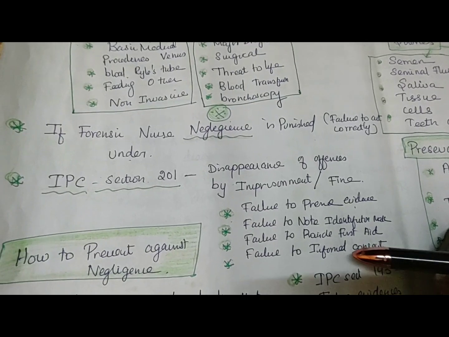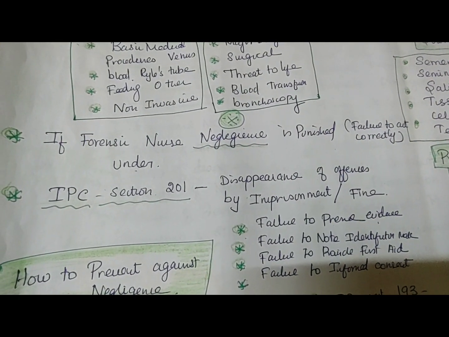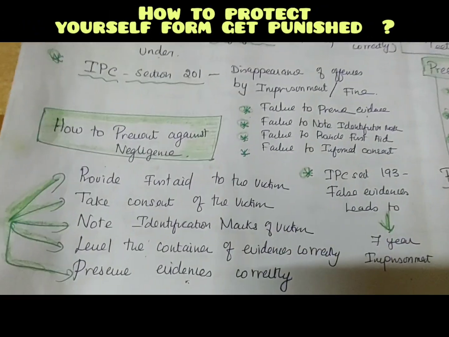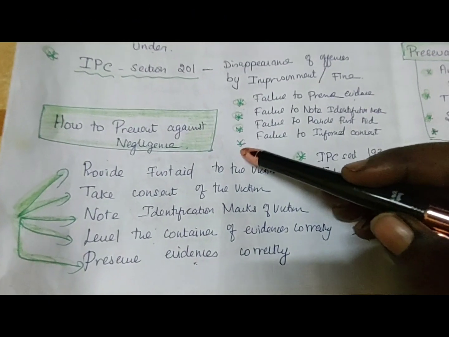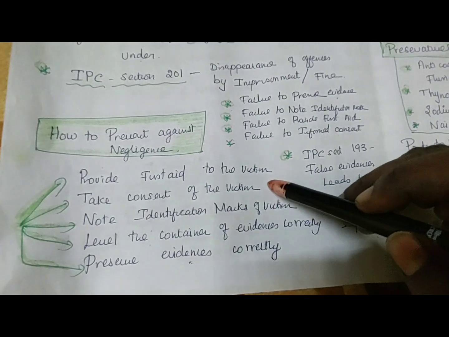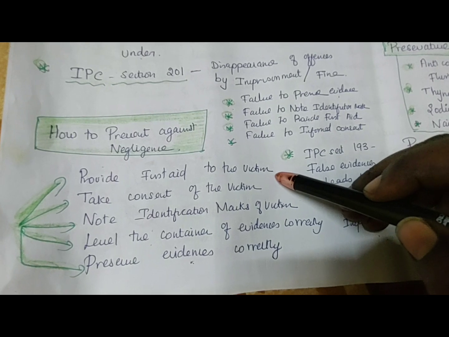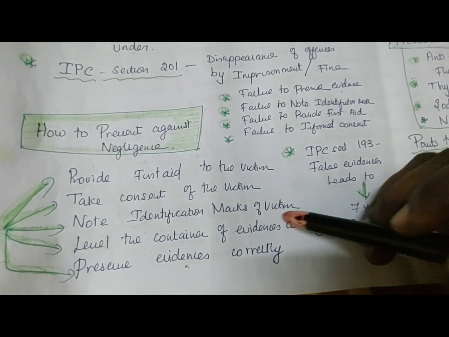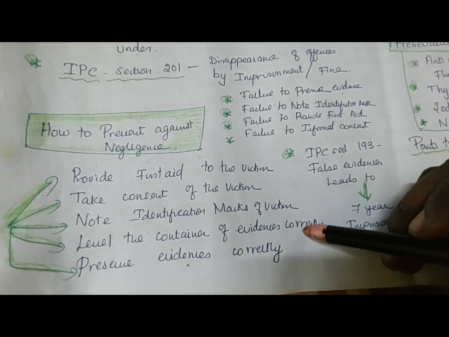Why is she taking these precautions? To prevent the forensic nurse from getting into trouble under the law and order or imprisonment. How does she protect herself? She has to act as a vigilant and accountable nurse. First, she has to provide first aid to the victim, to behave as a good human being, giving first aid to either the victim or the accused. Take consent from the victim and note the identification marks of the victim. Then label the container and evidence correctly.